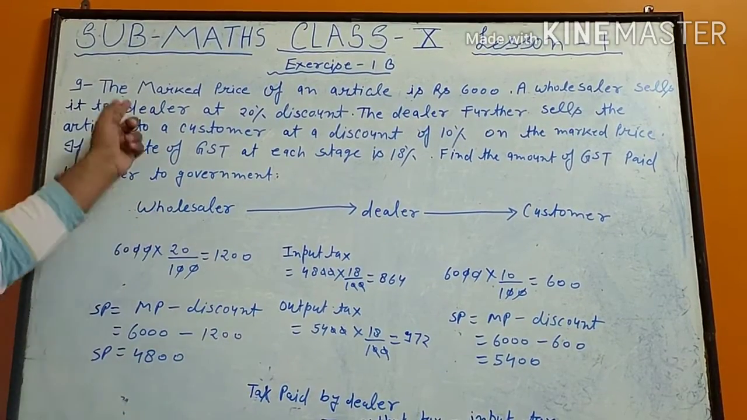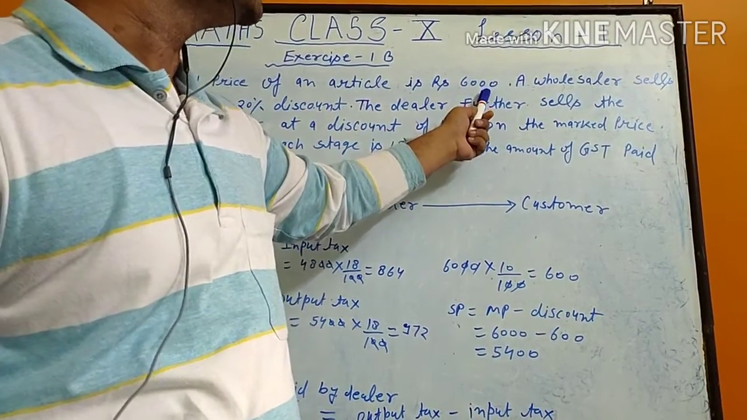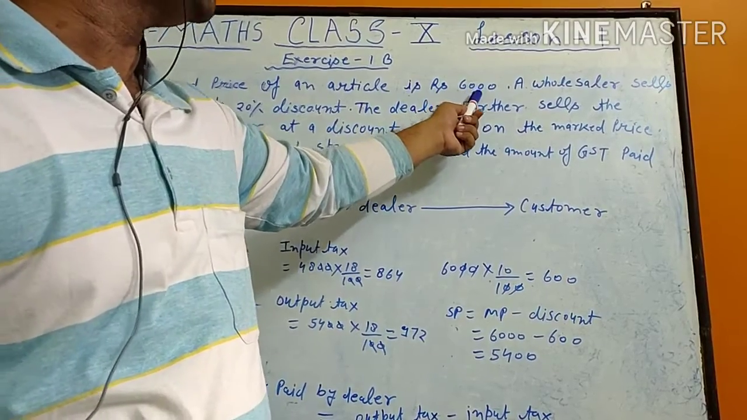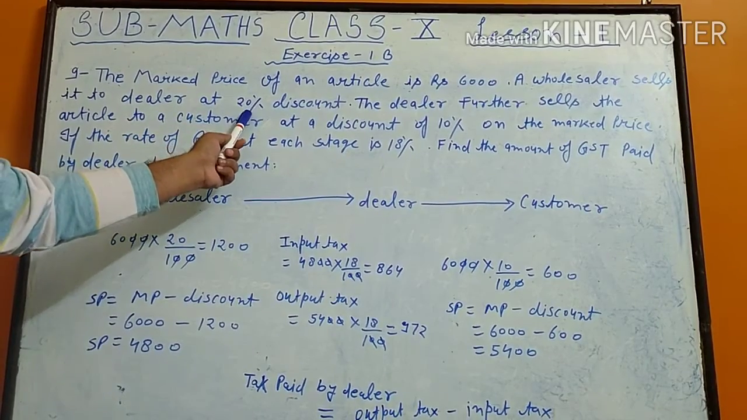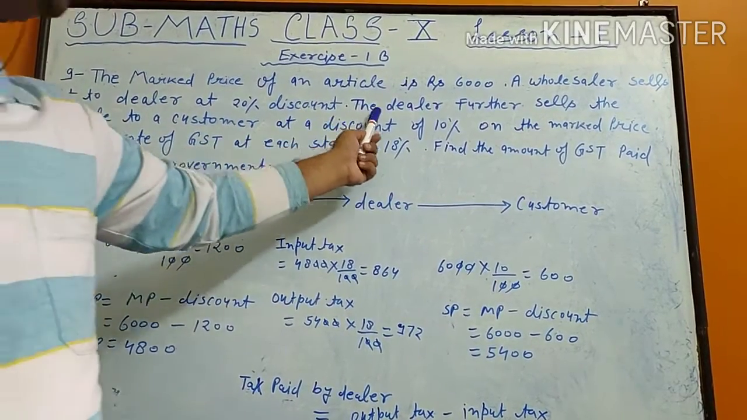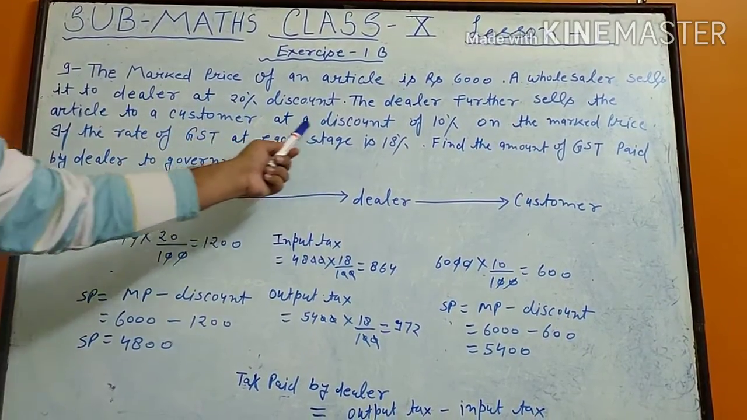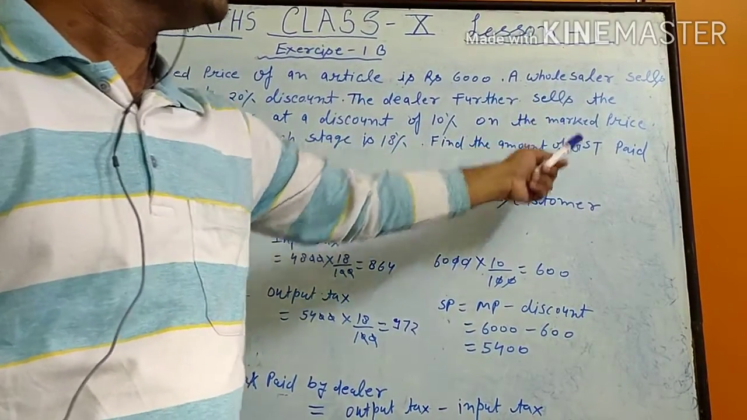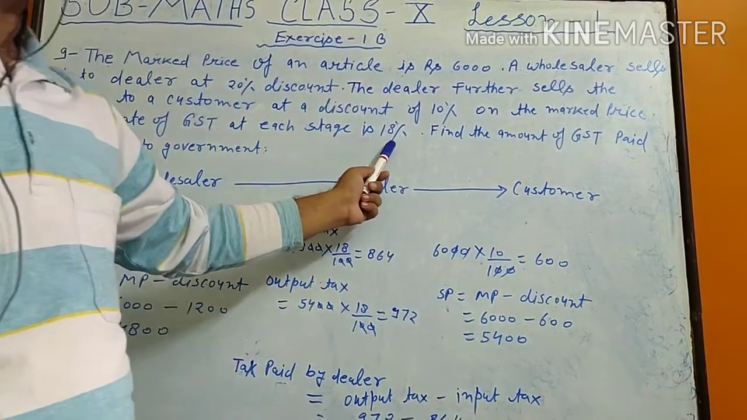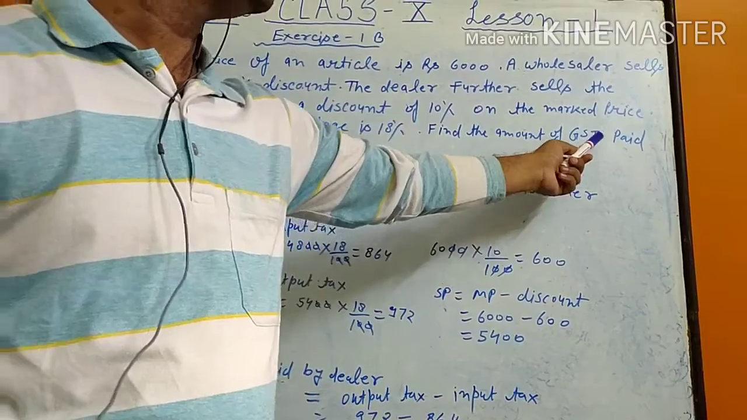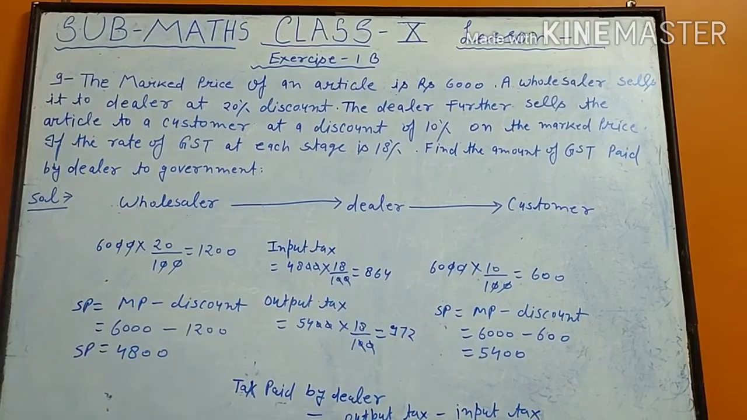The mark price of an article is 6,000 rupees. Mark price means printed price. A wholesaler sells it to the dealer at 20% discount. The dealer further sells the article to a customer at a discount of 10% on the mark price. If the rate of GST at each stage is 18%, find the amount of GST paid by the dealer to the government. This is question number 9.